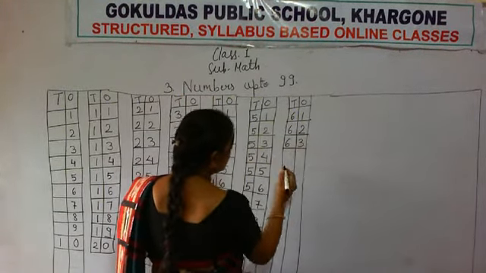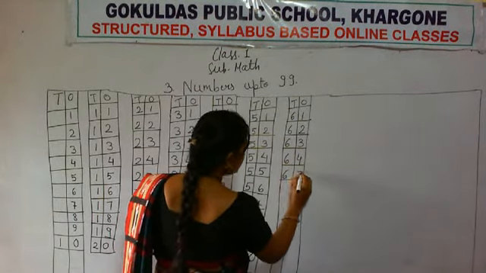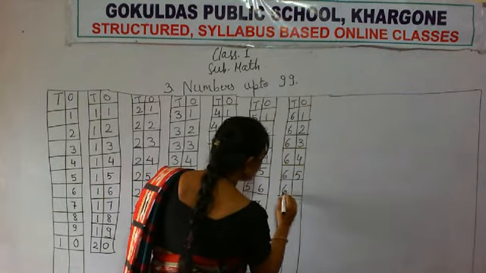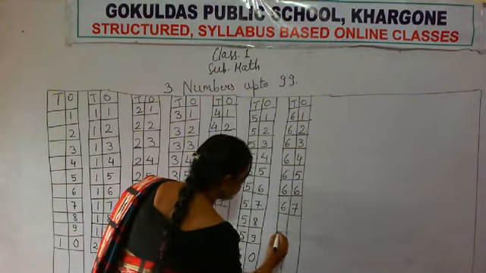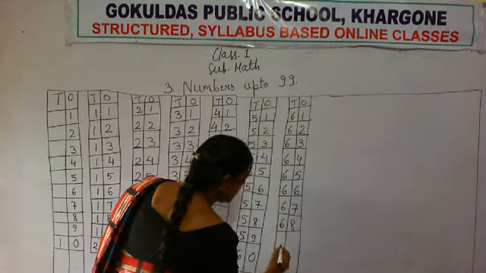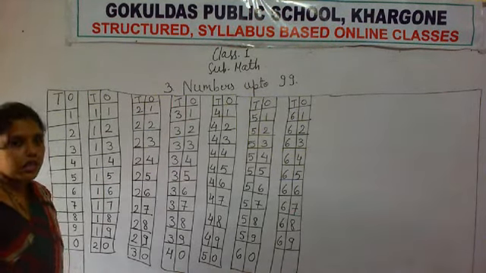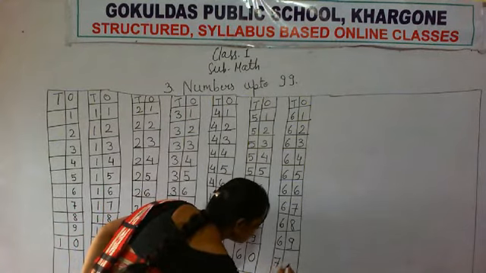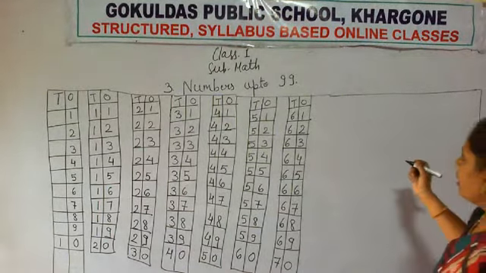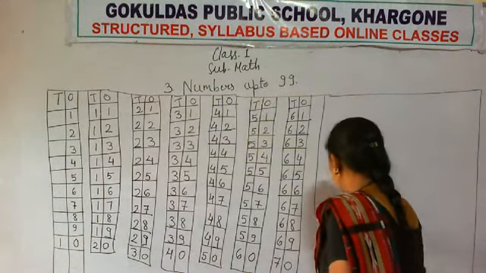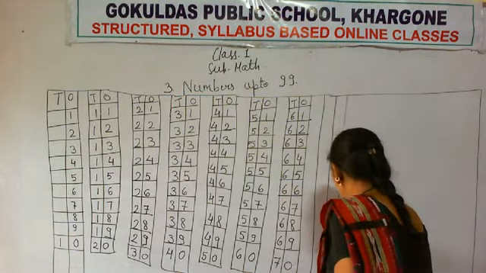63. 64. 65. 66. 67. 68. 69. Next will be 70. Very good. Now again you have to skip one box and again write the heading first. Heading tens and ones.